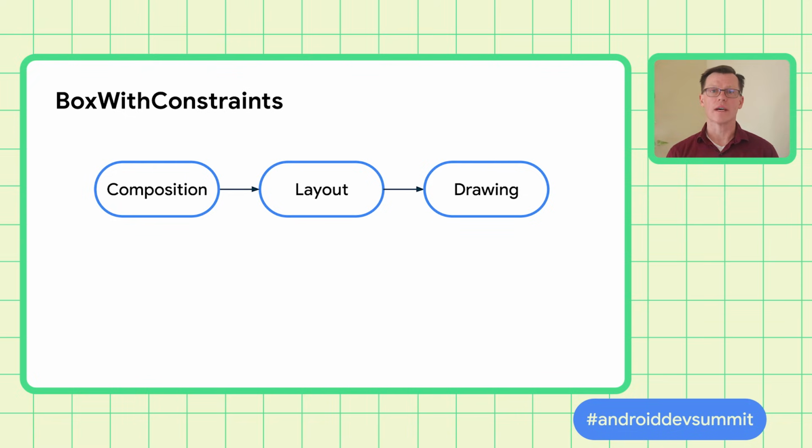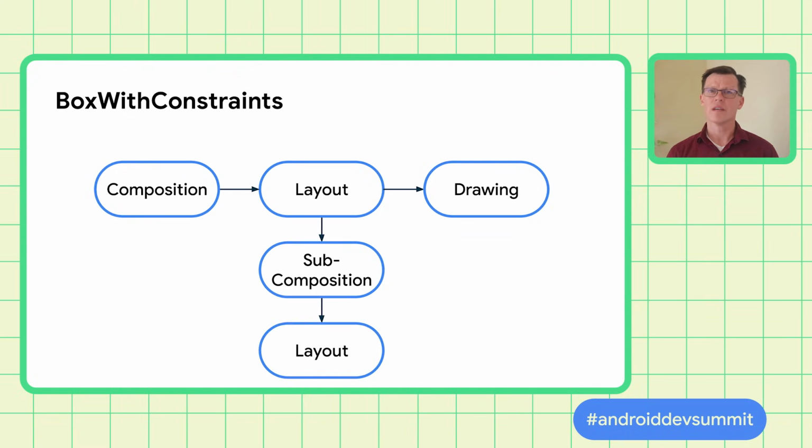BoxWithConstraints allows for composition that depends on layout. But what is it doing? It starts a subcomposition during layout. For performance reasons, we want to avoid composition during layout as much as possible. Prefer using layout that changes based on the size over using BoxWithConstraints. Use BoxWithConstraints when the types of information change with the size.